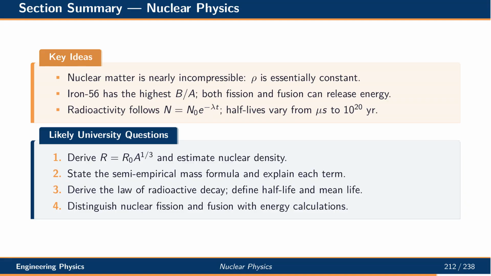Let us summarize this section. Nuclear matter is nearly incompressible, with density essentially constant across all nuclei. Iron has the highest binding energy per nucleon, so both fission of heavier nuclei and fusion of lighter ones can release energy. Radioactivity follows an exponential decay law, with half-lives ranging from microseconds to 10 to the 20 years. Typical exam questions include deriving the radius formula, stating the semi-empirical mass formula, deriving the decay law, and distinguishing fission from fusion.